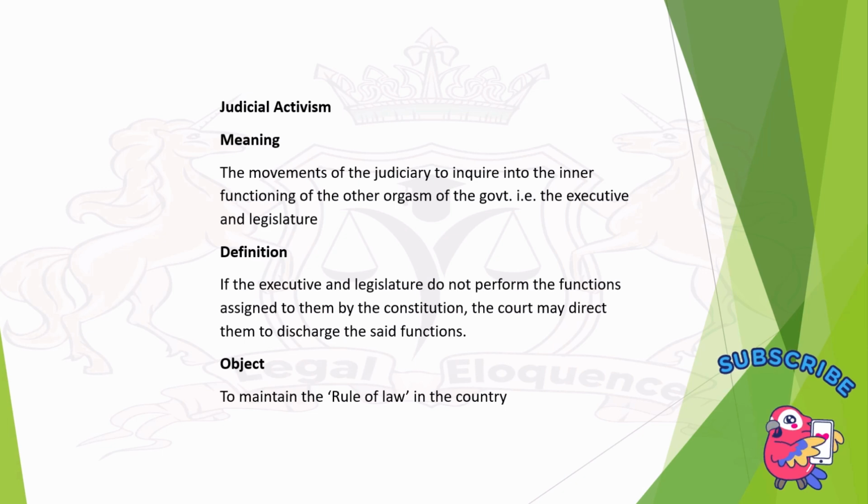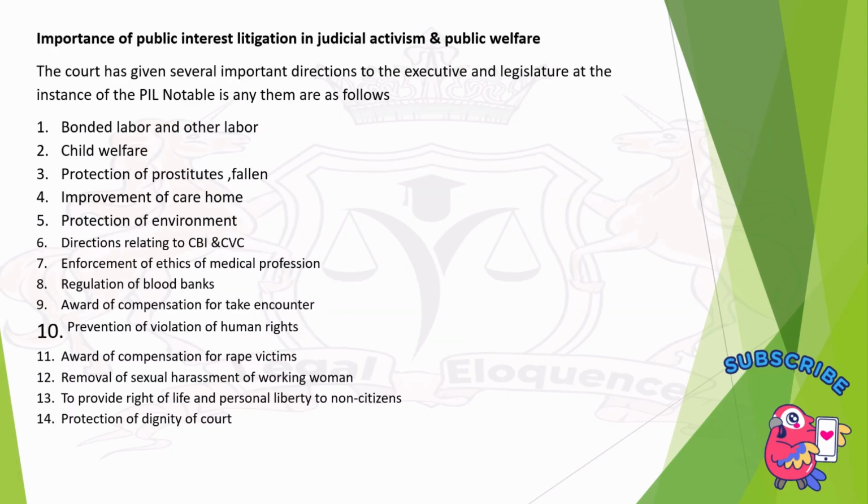Judicial activism: the movement of the judiciary to inquire into the inner functioning of the other organs of the government, that is the executive and legislature. Its definition: if the executive and legislature do not perform the functions assigned to them by the Constitution, the court may direct them to discharge the said functions. To maintain the rule of law in the country is the object of judicial activism.